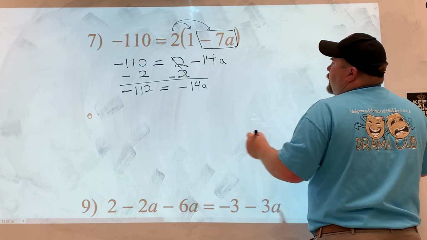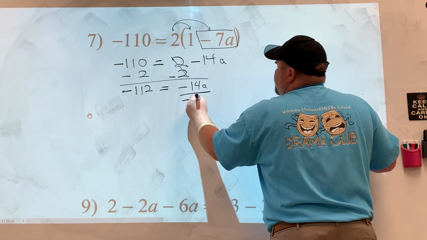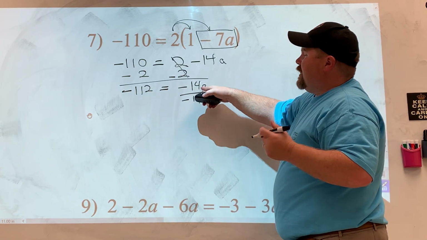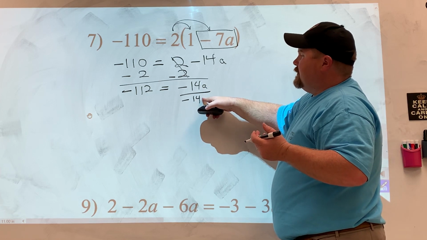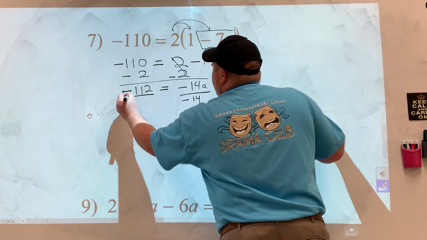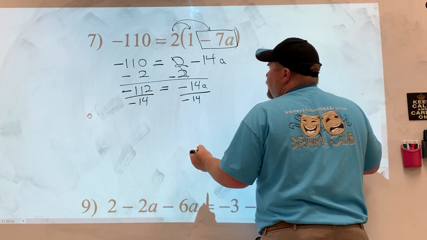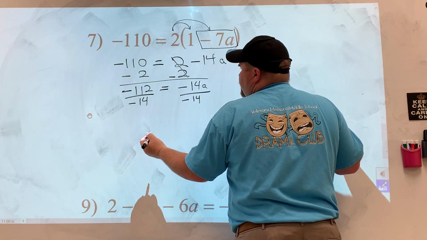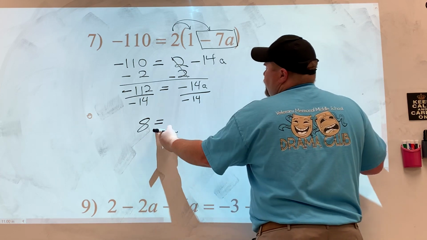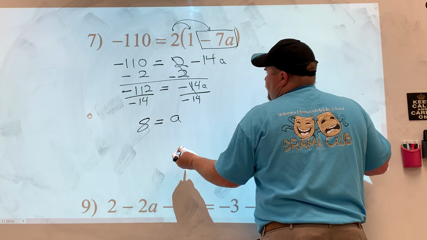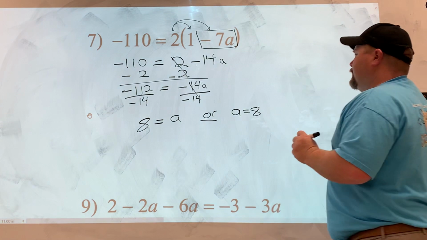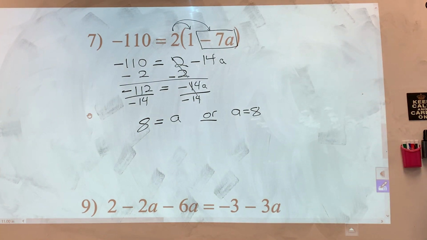-14a. All right, so at this point I want to divide each side by -14. Remember, you get rid of -14 times a by dividing, because the opposite of multiplication is division. Same exact number. If it's negative, you're going to divide with a negative. All right, and so negative divided by negative is a positive answer, and 14 goes into 112 8 times. We just had that same number. So 8 equals a. Or you could say a equals 8.